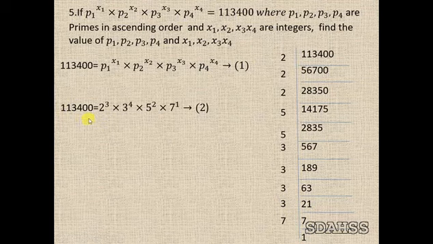113,400 can be written as 2 power 3 into 3 power 4 into 5 square into 7 power 1.